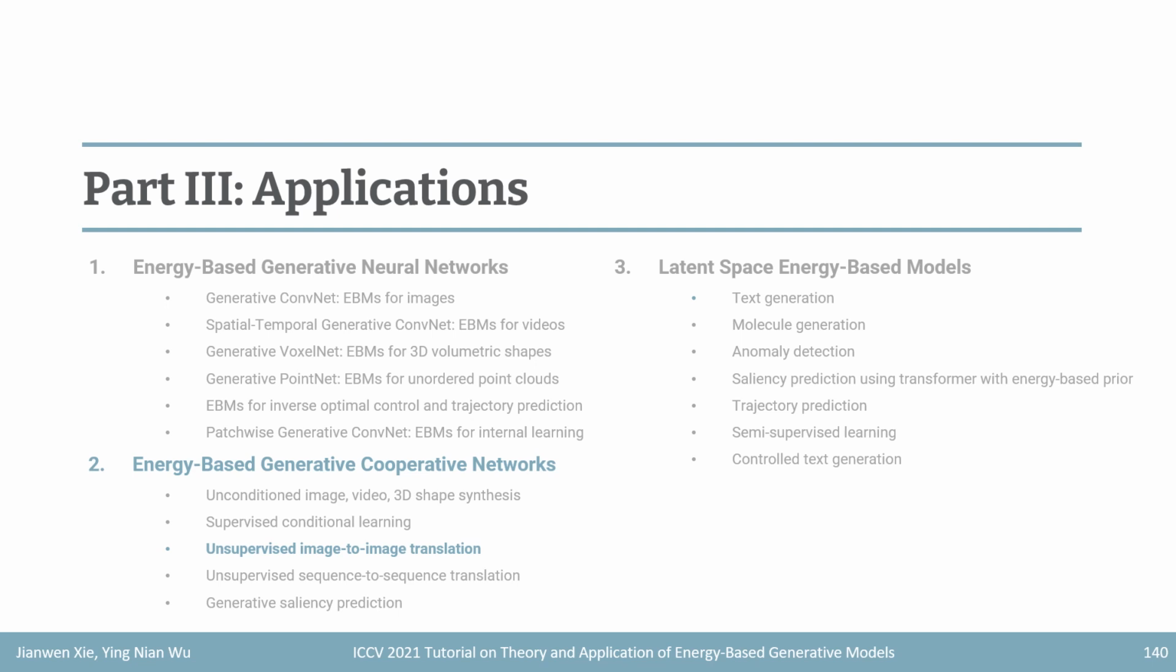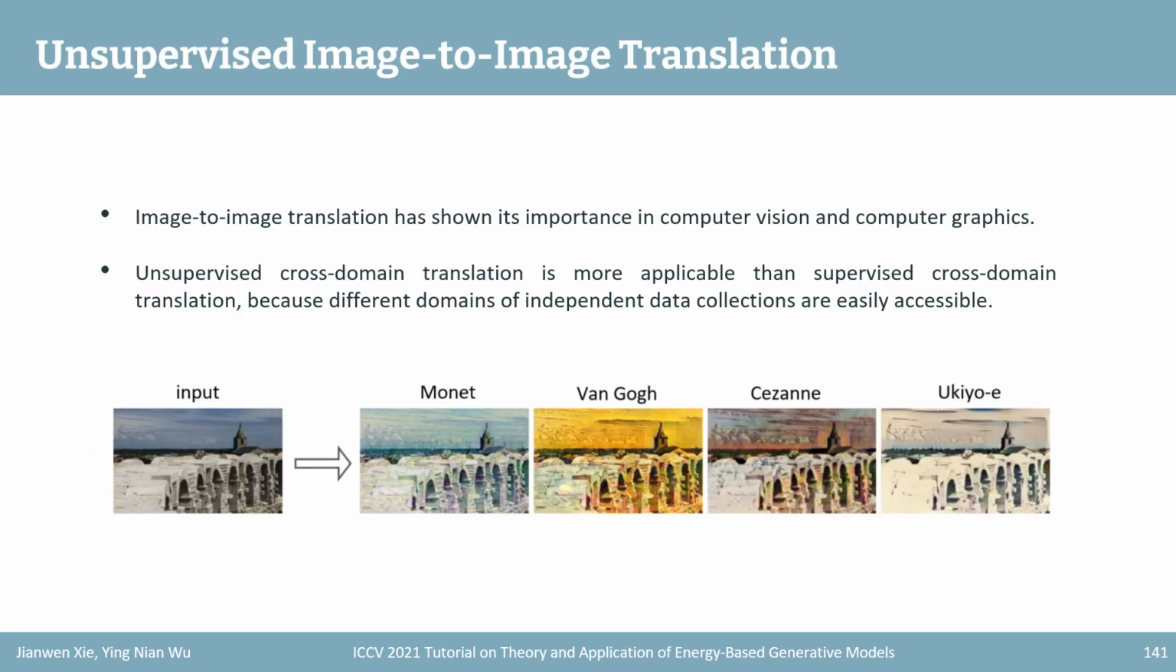In this section, we will talk about unsupervised image-to-image translation. Unsupervised cross-domain translation is more applicable than supervised cross-domain translation because supervised image-to-image translation relies on paired training examples between two domains. However, manually pairing up examples between two domains is costly in both time and effort, and in some cases, it is even impossible.